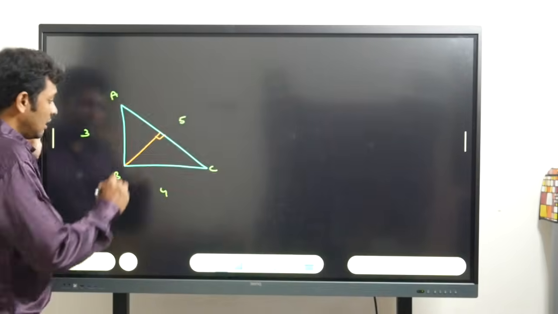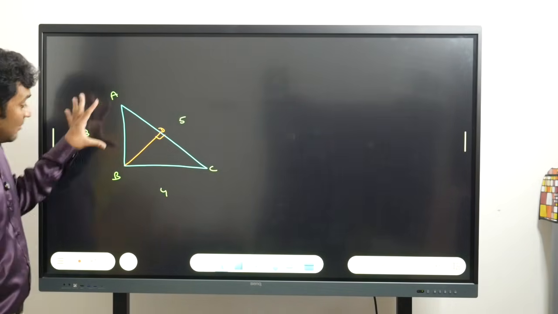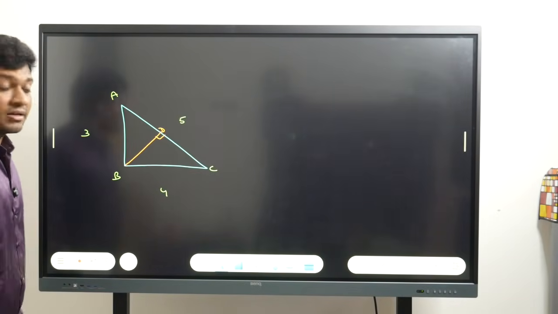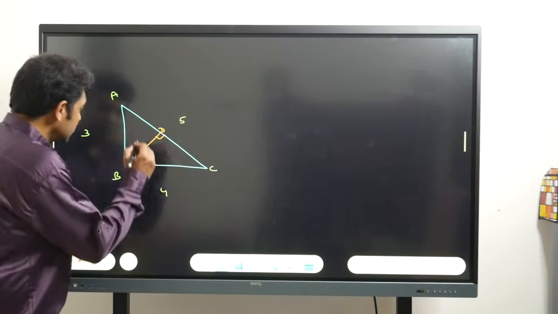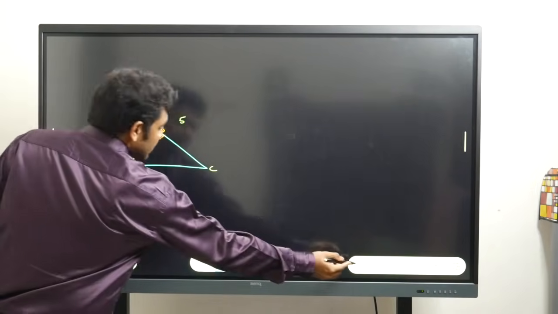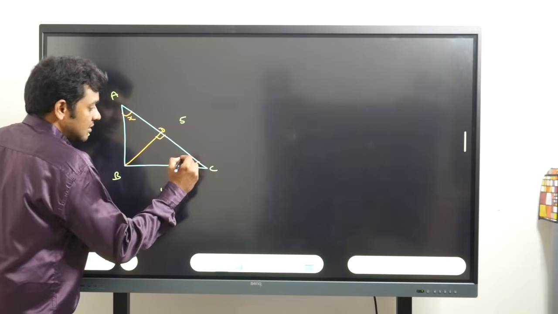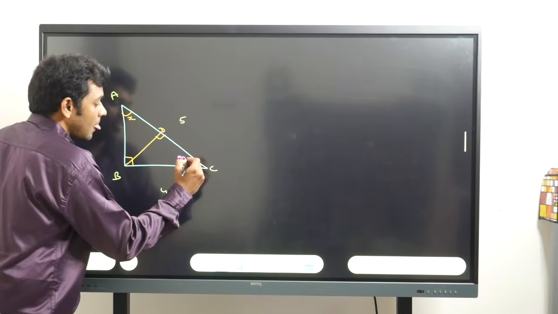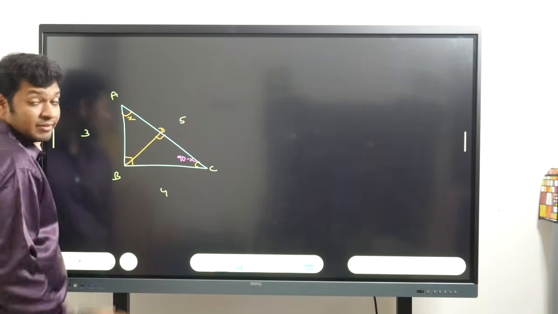How to find this? Now I have three triangles here. Say ABC and let it be D. What are the three triangles? ABC is the bigger triangle, ABD is the second triangle, and BDC is the third triangle. Are the triangles similar? Let's try to find out. Let this angle be x, and say this angle is 90. This angle will be 90 minus x. Am I right? If this angle is x and 90, this should be 90 minus x.